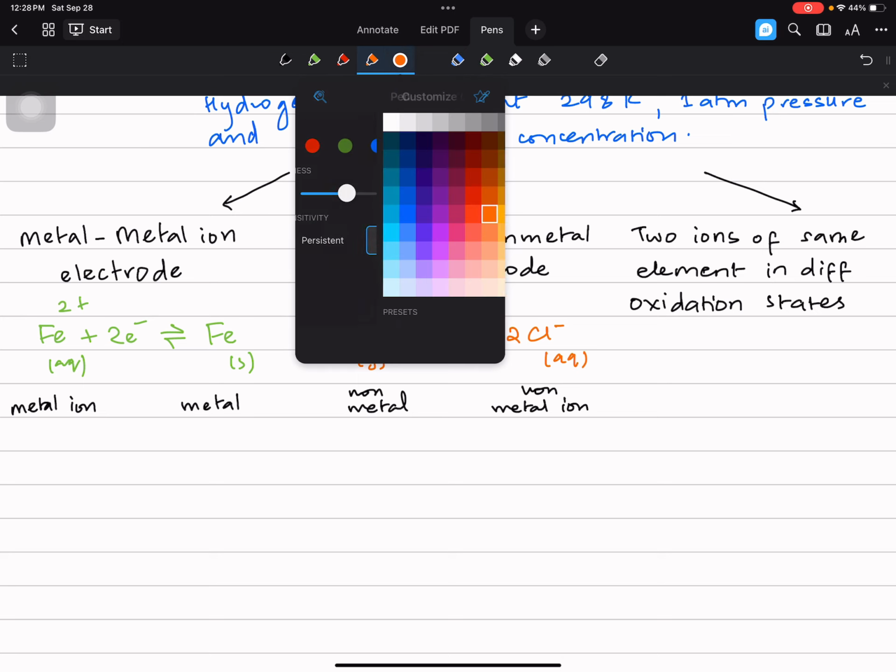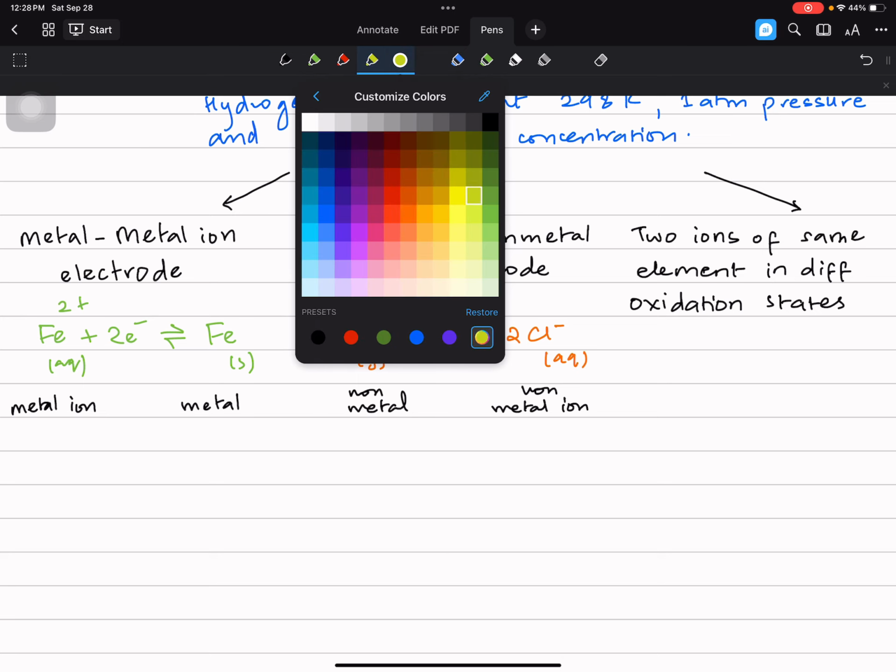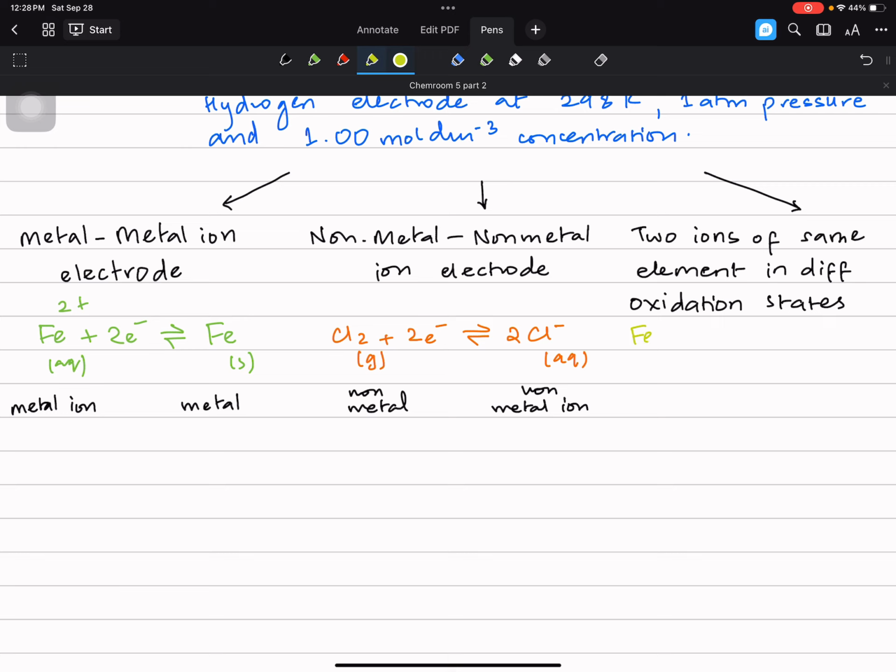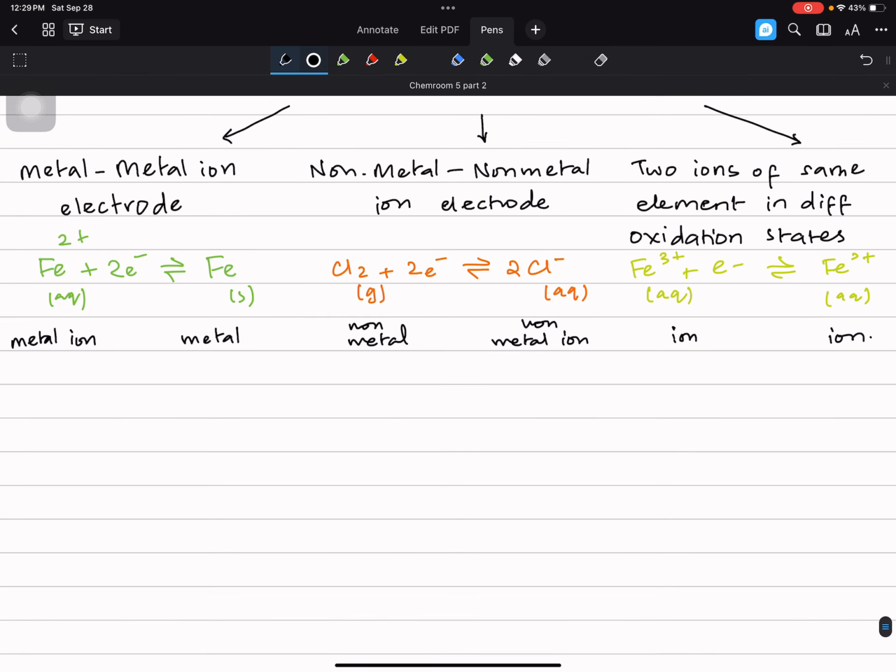Third example, which is the trickiest one, let's pick a simple example for the most tricky category. Iron 3 ions gaining 1 electron to become iron 2 ions. It is the reduction of iron 3 ions. So both the ions here are aqueous and they are in equilibrium with each other. Both are ions, there is no metal. How do we create their standard electrodes?